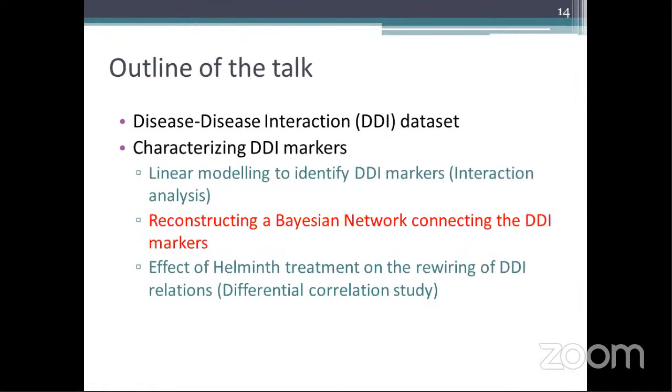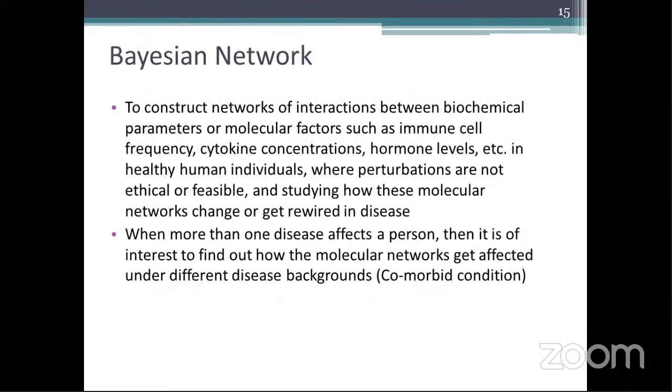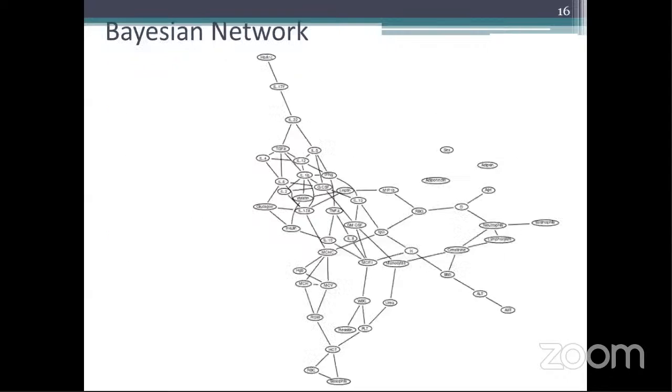Next we will look at the Bayesian network that helps to connect the disease interaction markers. Typically Bayesian networks are used to construct networks of interaction between biochemical parameters or molecular factors, and to observe the connections among these factors. Especially in a case like ours, where we have more than one disease that affects an individual, it's of interest to find how these molecular networks get affected under different disease backgrounds, that is, in a comorbid condition.